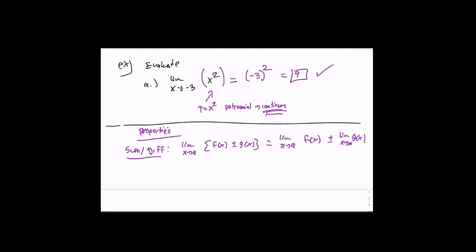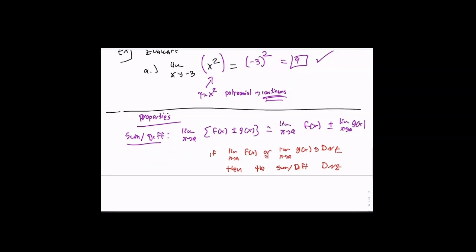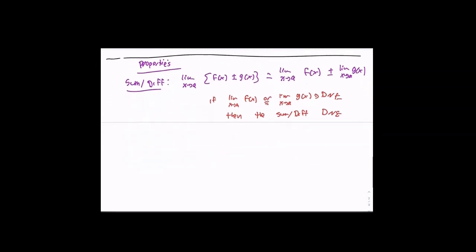Now, something that should be noted here, I'm not going to write this all the time, but if the limit as x approaches a of f of x, or the limit as x approaches a of g of x does not exist, then the sum or difference does not exist. So if either one of these limits does not exist, then the answer for the entire problem is does not exist. Okay?